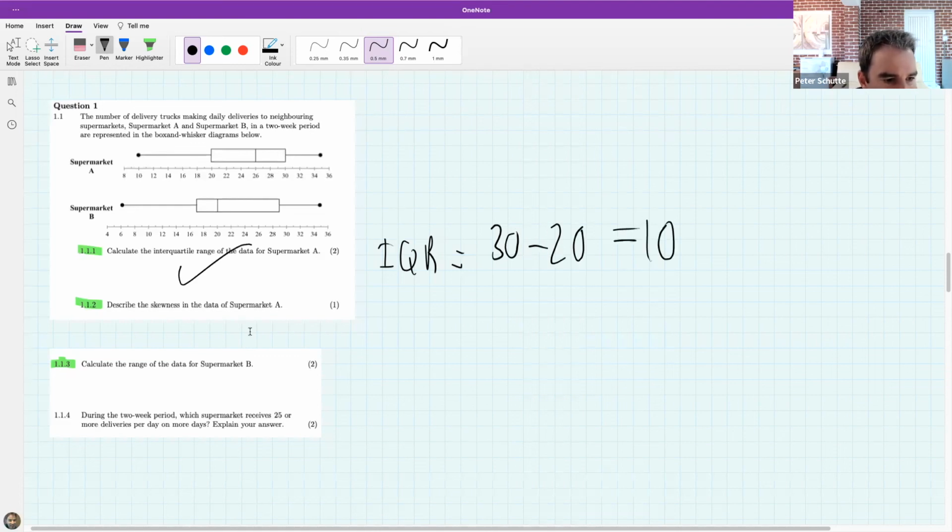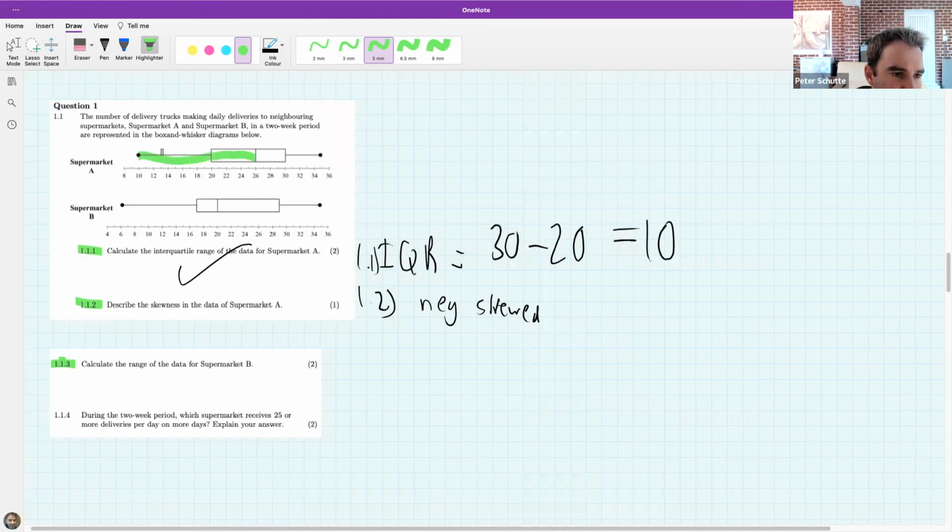I'm getting my interquartile range as 10 because I took Q3 minus Q1. Okay, so we go to A and we take 30 minus 20 and we get 10. I agree with you, Lee. Fantastic. And for 1.2, I thought negatively skewed. Yeah, I agree. Negatively skewed or skewed to the left because we see how the lower 50% has that long tail compared to the top 50%. Yeah. Awesome.